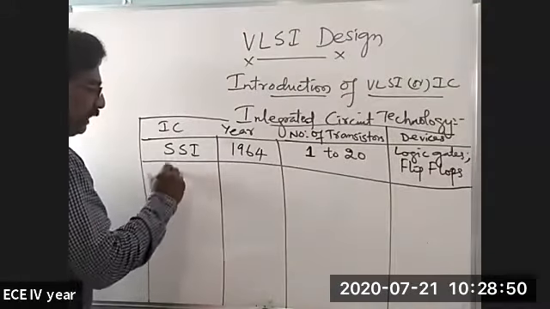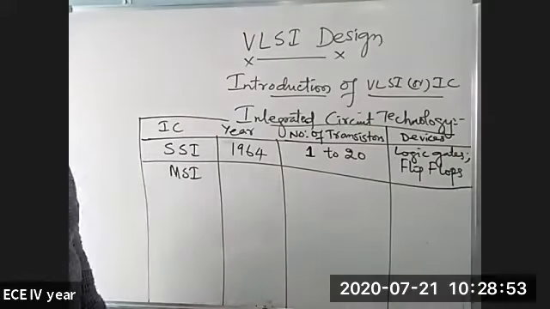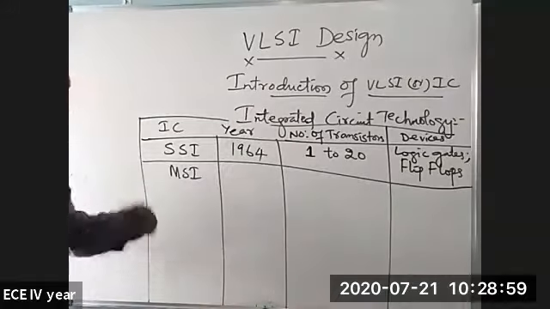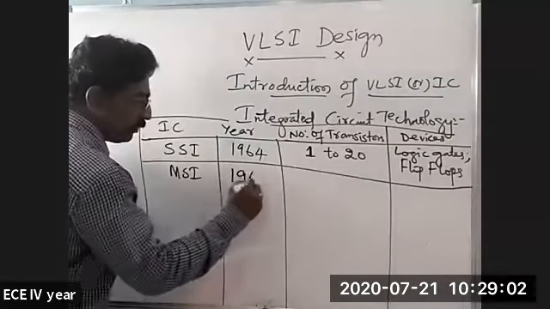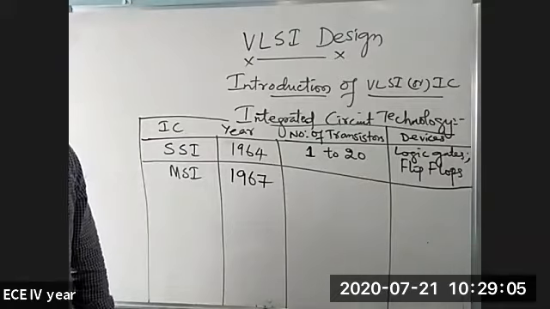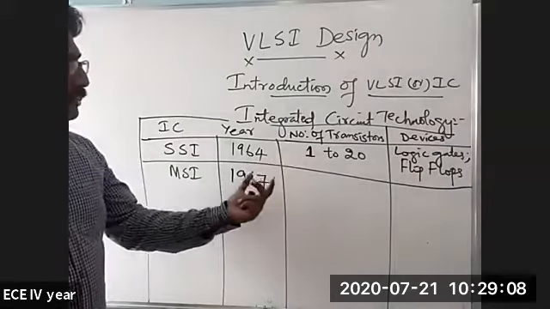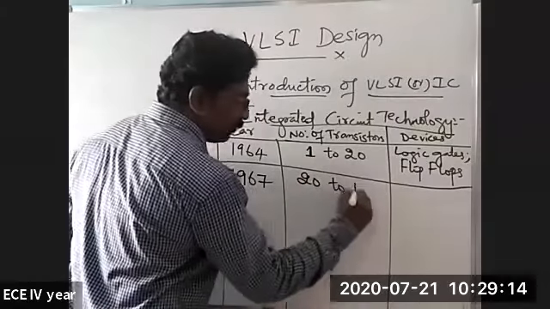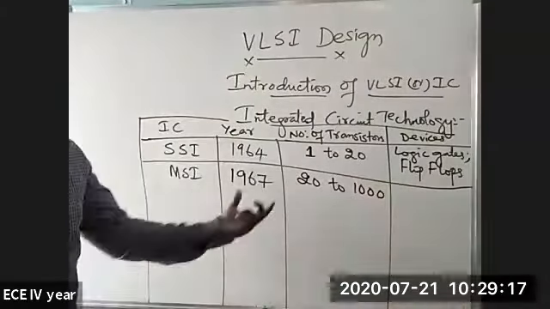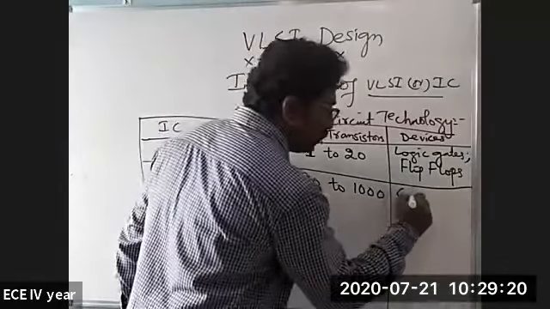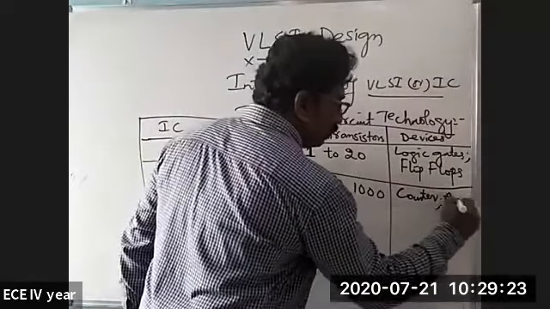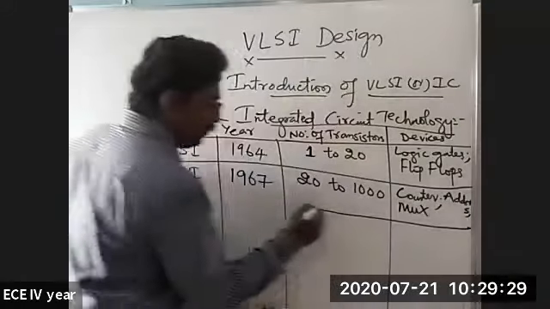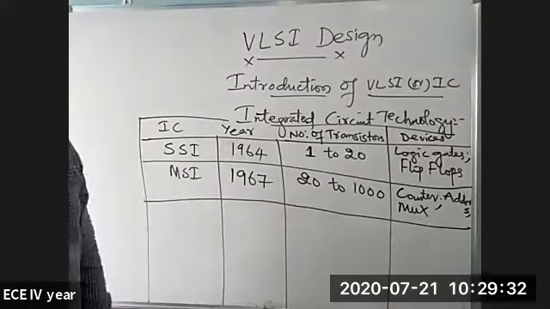Now come to the next one, medium scale integration, the second kind of integration in how this technology has evolved. It came in the year 1967 with more transistors than the previous one, something like 20 to 1,000 transistors on a single chip. Examples could be counters, adders, and muxes, which are devices put on integrated circuits. Adders and muxes are a few circuits designed using medium scale integration.